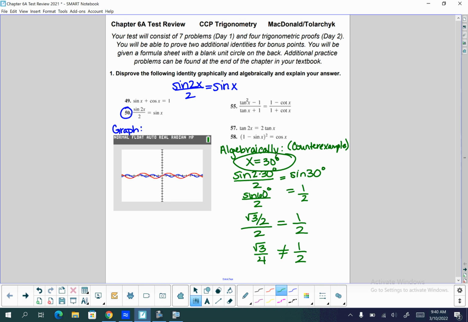You have disproven it. Okay. Decimals are fine with this too, if you want, because we're disproving it. So that's fine. Okay. Any questions on that? Number 1. Cool. All right.